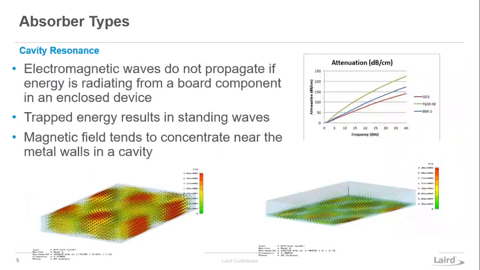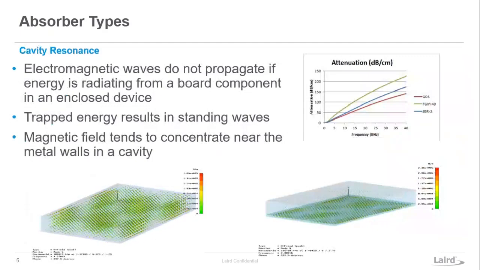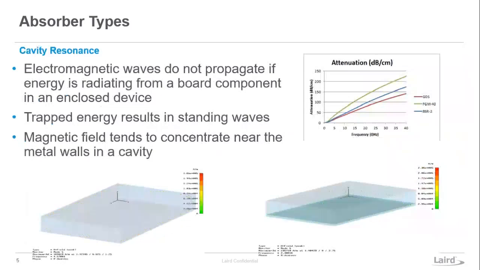The cavity resonance absorbers are mainly characterized by what we call attenuation. So it's different from the reflectivity for the free space. That is also expressed in dB, but in dB per centimeter. And that's where you can understand that the thickness matters. Obviously, the thicker the material is, the higher the attenuation will be. So these attenuation graphs are important when comparing, especially different grades of product. You can see how they are performing against one another.